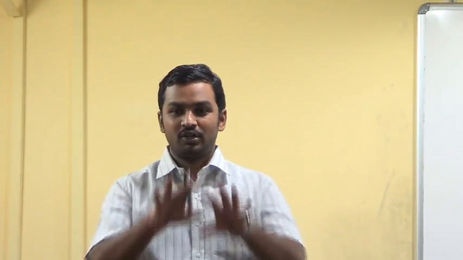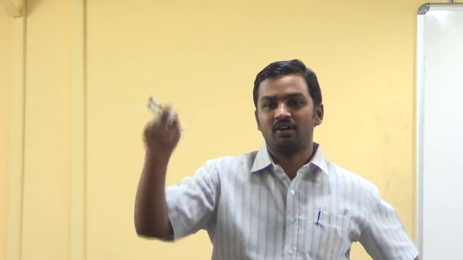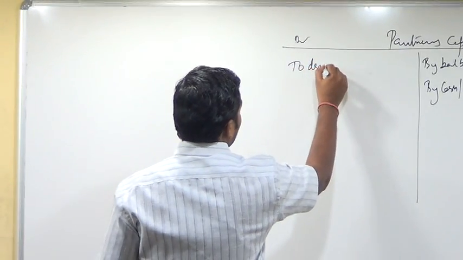Now, the partner withdraws money from the firm. Draws money from the firm. What is the entry you write? Drawings account debtor to cash account or to bank account. How will you close drawings account? Drawings account is closed by debiting the partner's capital account. So we show drawings on the debit side.